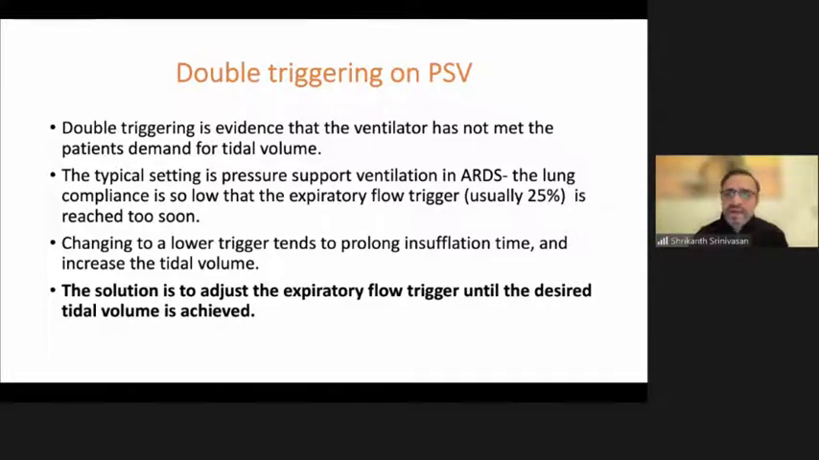So either we change to a lower trigger, right, which allows the prolonged insufflation time. That means we reduce the expiratory flow trigger to around, say, 10%. So the flow has to fall to 10% of the peak flow before the cycling occurs, right? We change the expiratory flow trigger to reduce it to around 10%. Or we increase the pressure support to increase the tidal volume. So these are the two ways in which we can avoid and match the requirement of the patient and avoid this double triggering on pressure support ventilation.